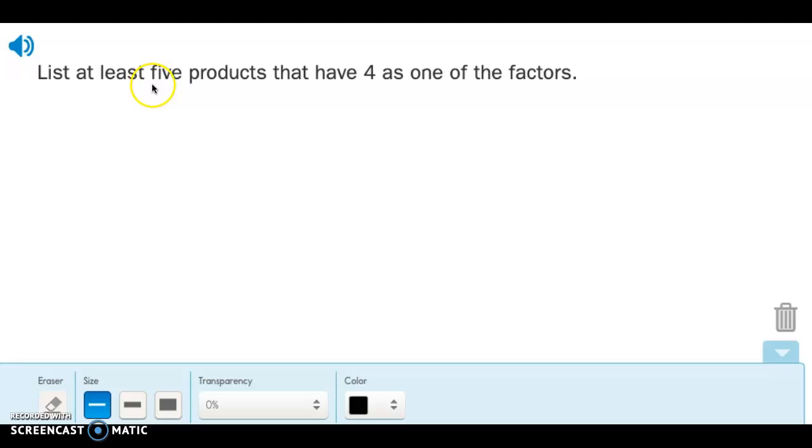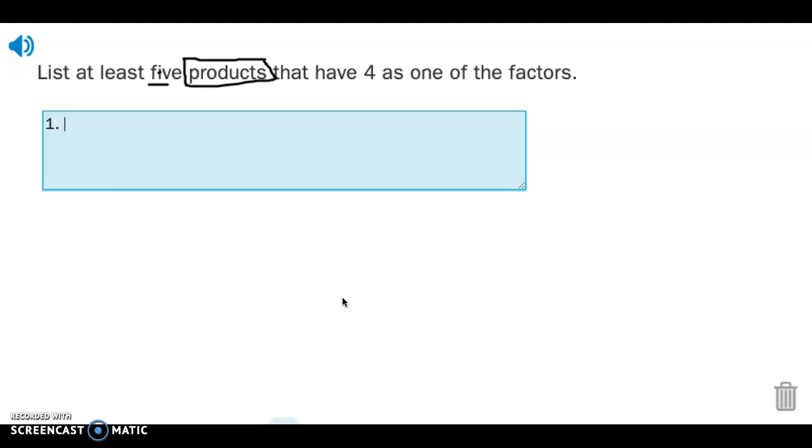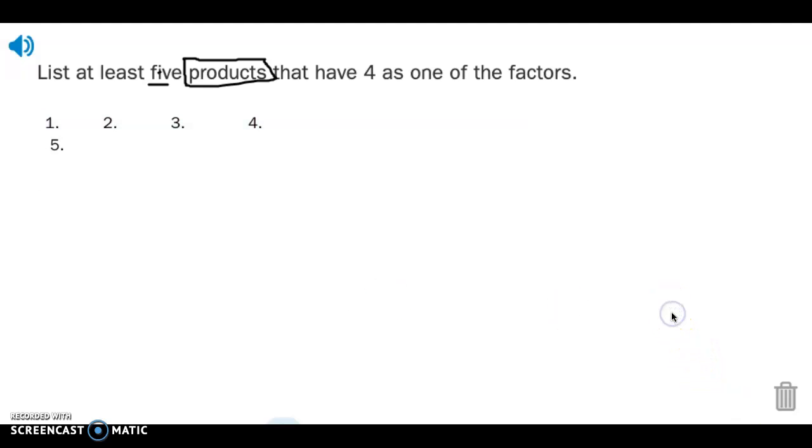Well, let's see. I know I need 5 products, and we know products is the answer when you multiply that have 4 as one of the factors. Remember, a factor times a factor equals a product. And now 4 has to be one of these factors. So first I'm going to write 1, 2, I'm going to list out 5 because I know I need 5 answers. So here we go. I have my 5 written down. So eventually I will put in my 5 answers.